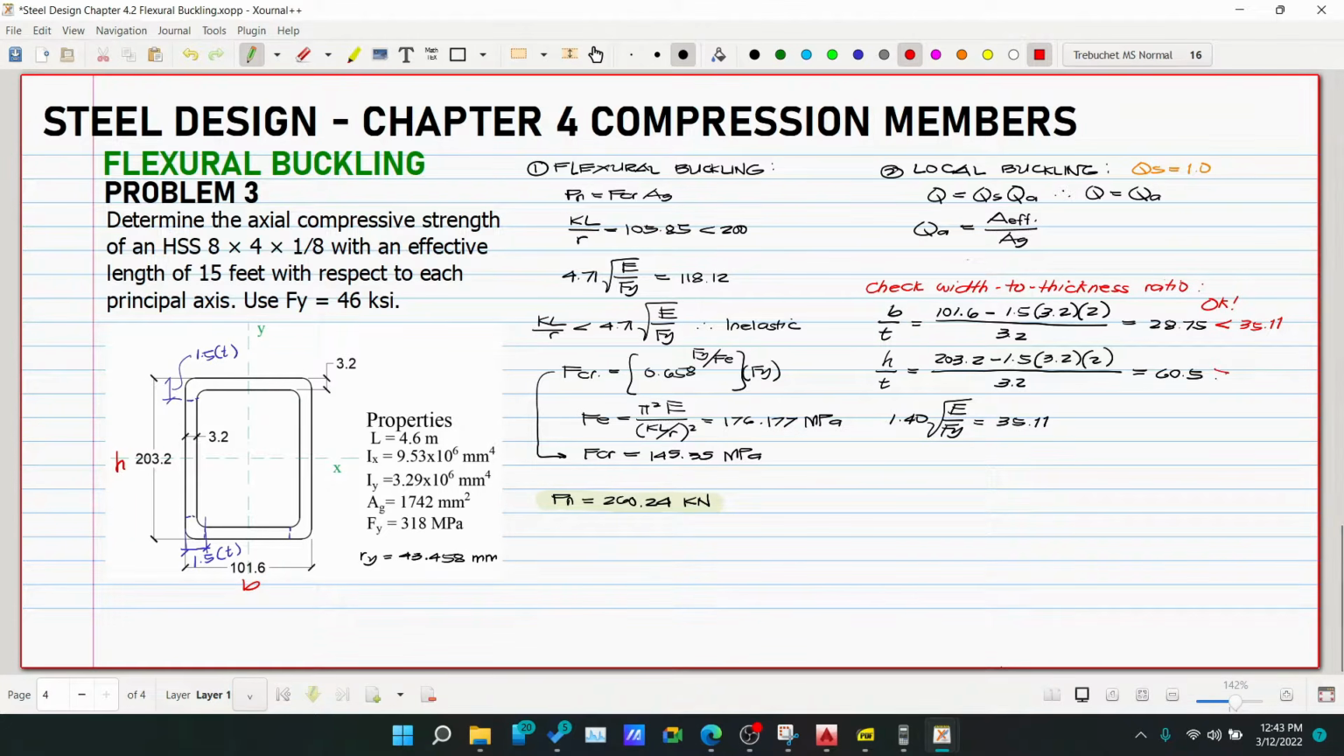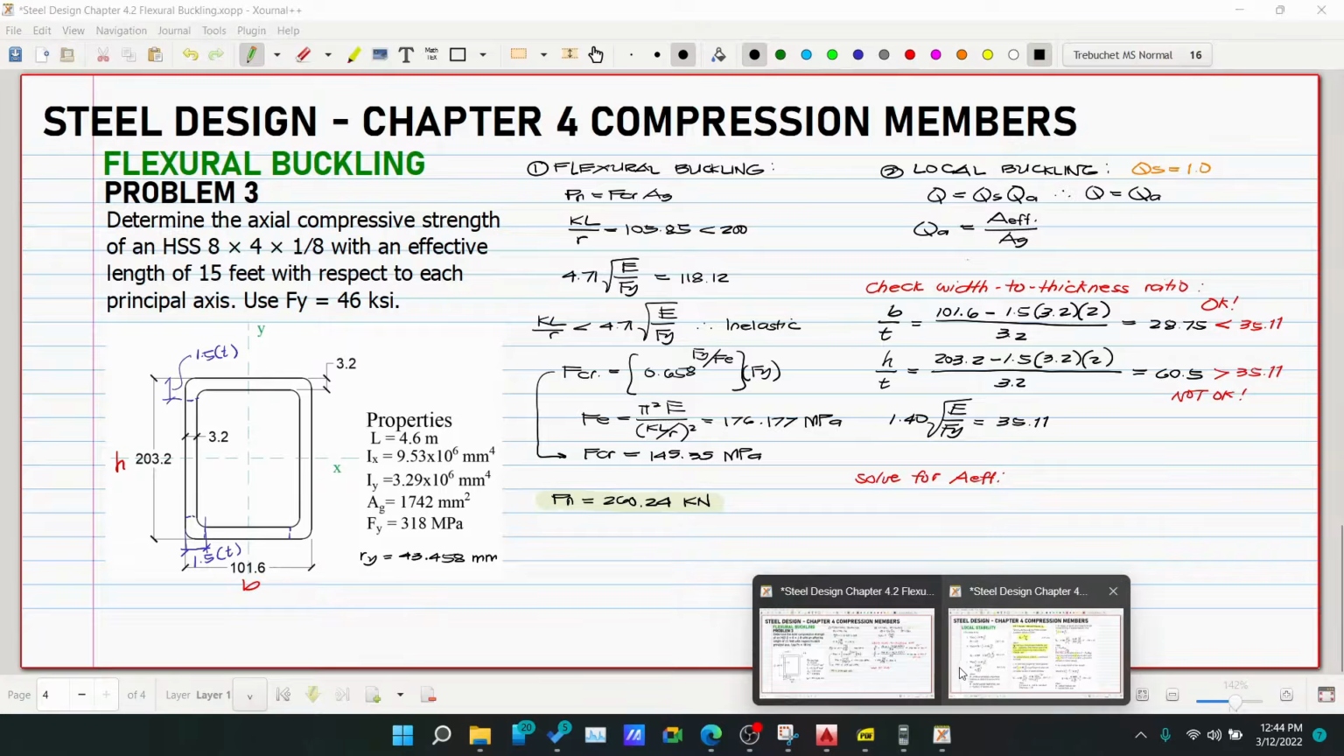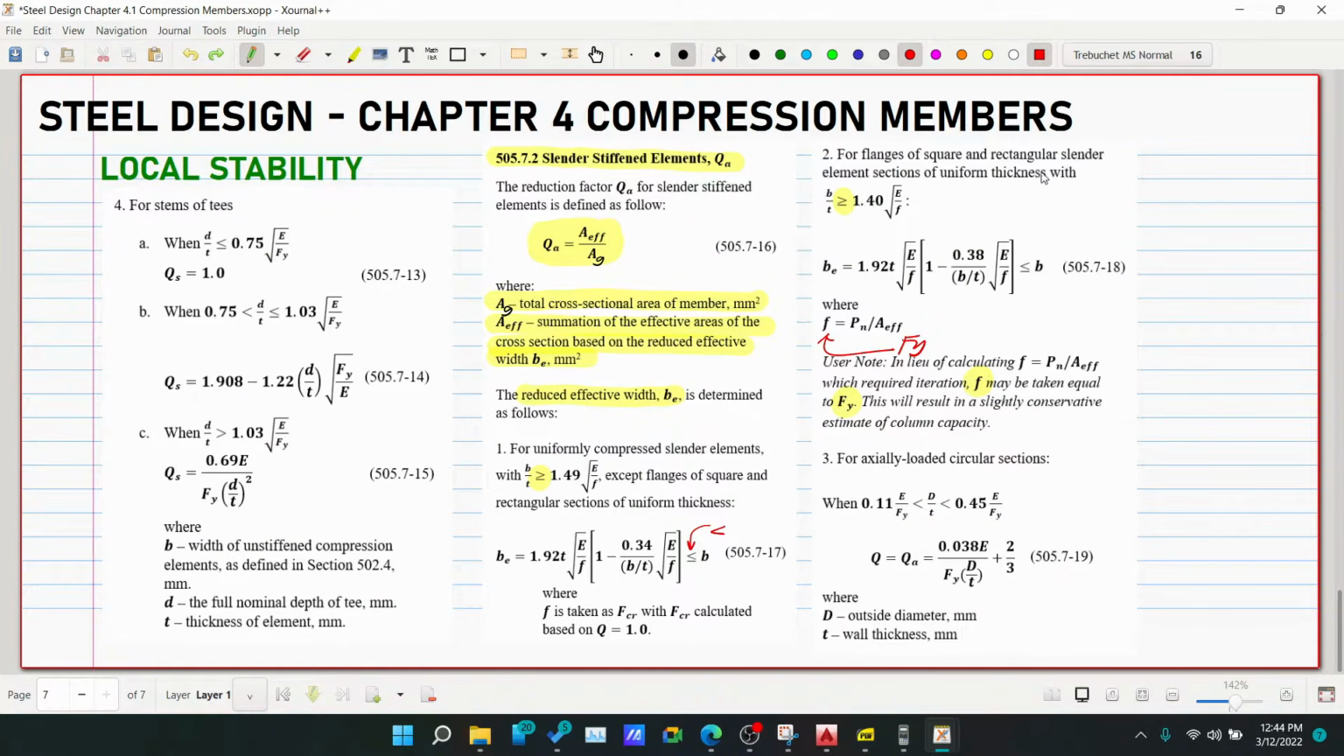But in H over T, we are greater than 35.11. So that means, not okay. That means the height of our HSS is a slender element. So since it is a slender element, we really need to get our QA. Okay? So solve for A effective. So what is written in the code, it is written there, right? It says, for flanges of square and rectangular slender element section of uniform thickness with B over T greater than 1.40 square root of E over F.